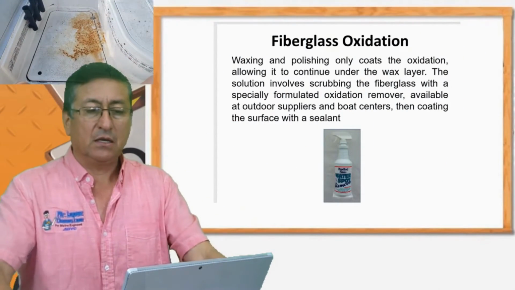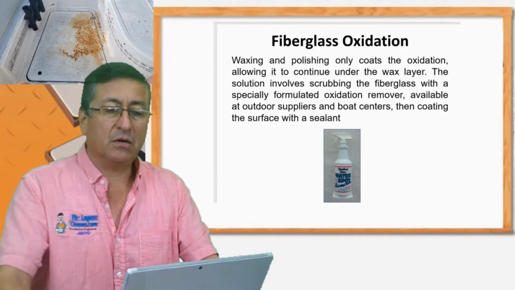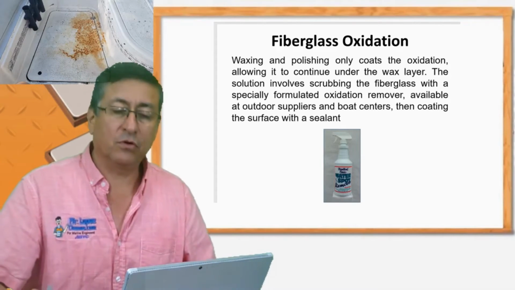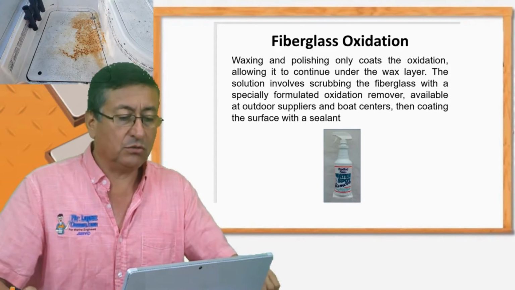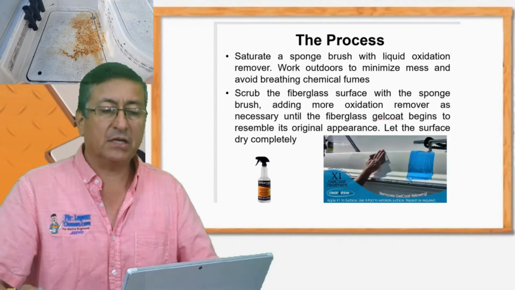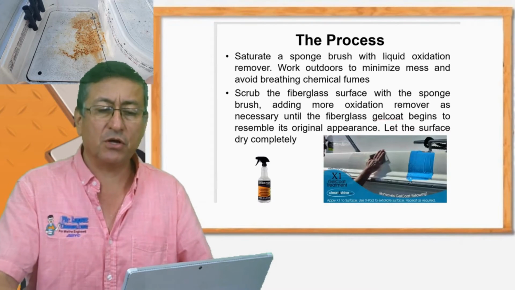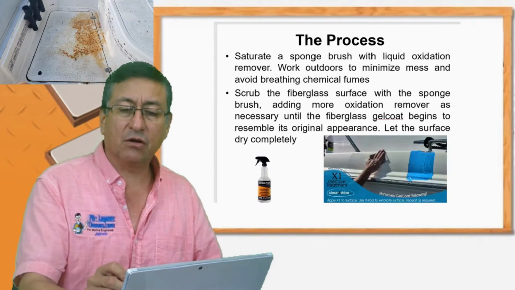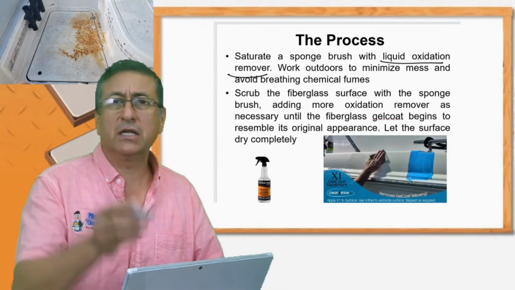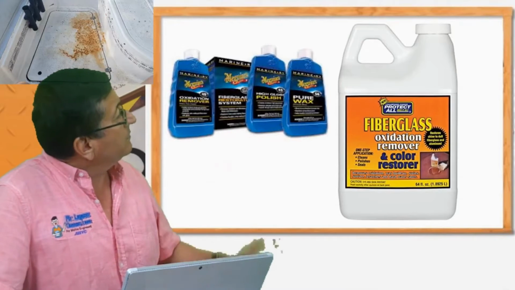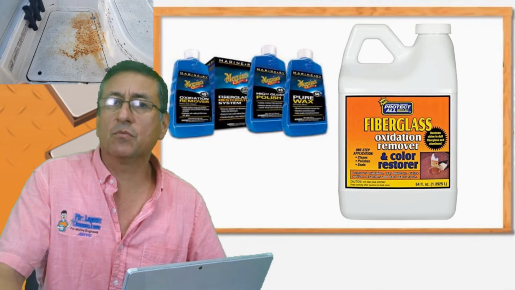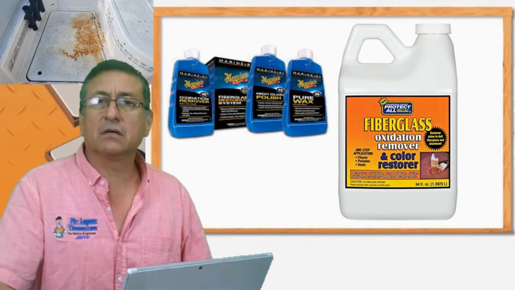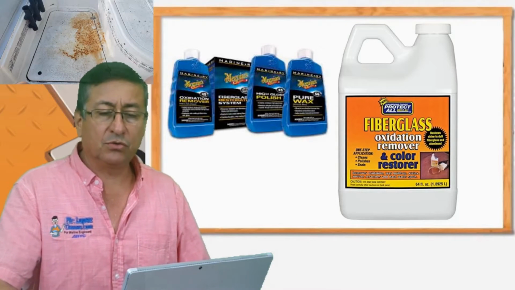Yes, this is the process. With washing and polishing, you can remove the oxidation. It's very simple. Basically, you need to saturate a sponge or brush with a liquid oxidation remover. There are a lot of liquid oxidation removers on the market. All of them are for fiberglass, and the application is very simple.